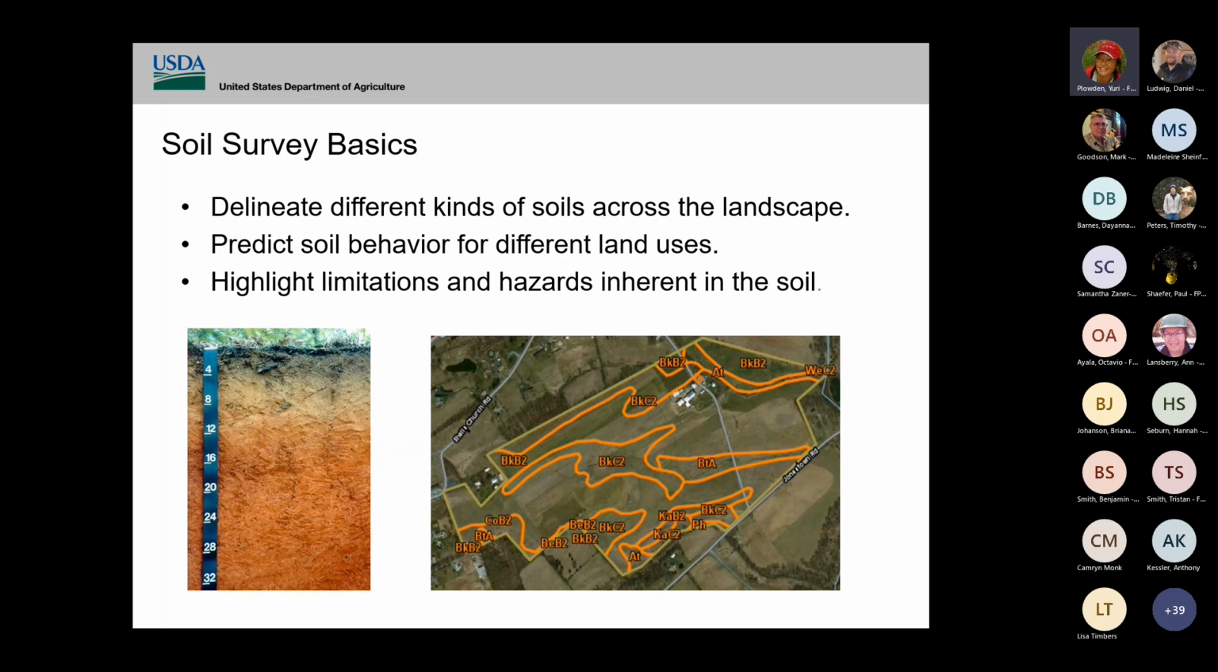So the idea with the soil forming factors is that soils formed under similar soil forming factors will behave the same or similarly across the landscape, and that they are mappable. And so you can take those 5 soil forming factors, delineate your soils, and then predict the soil behavior for different land uses. You can also highlight limitations and hazards. So these are all things that are captured in the soil survey.